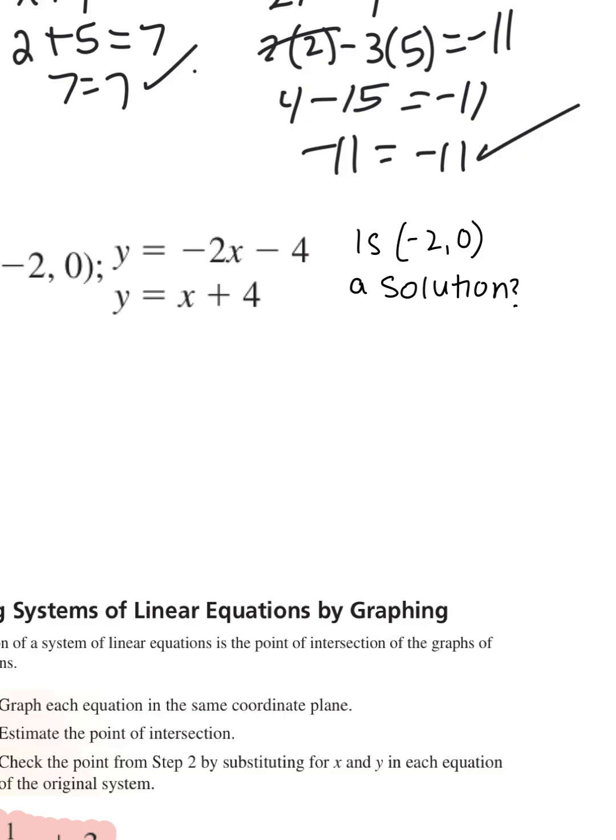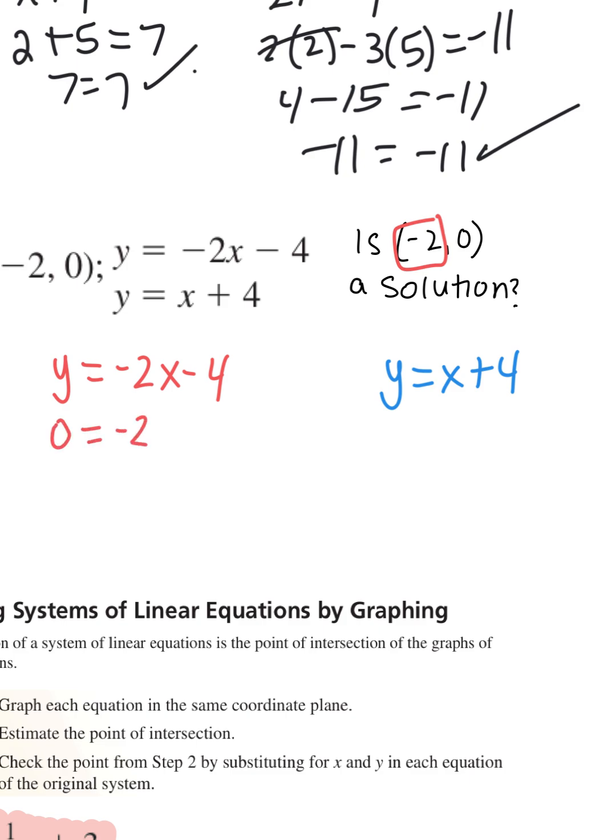All right, so it says y, the first equation, I'll do this in different colors. The first equation says y equals negative 2x minus 4. The second one says y equals x plus 4. So in the first one, negative 2 is the x, and 0 is the y. So I'll plug a 0 in for y, a negative 2 in where it says x. Negative 2 times negative 2 is positive 4. Does 4 minus 4 equal 0? So it worked for that one.